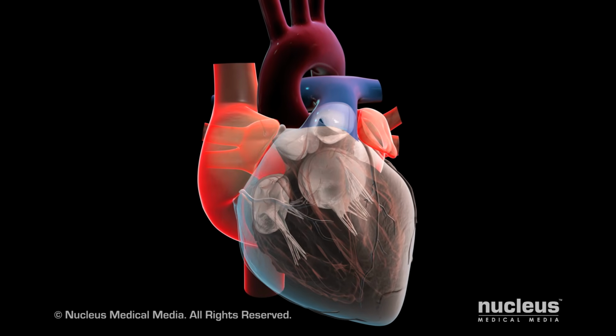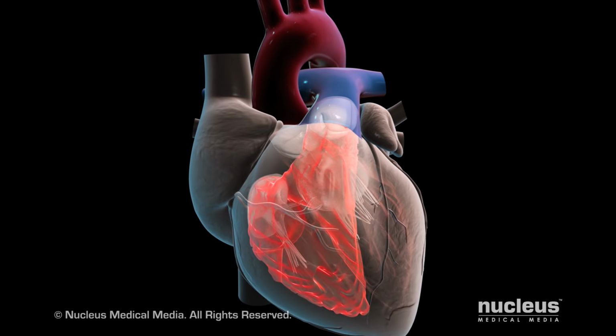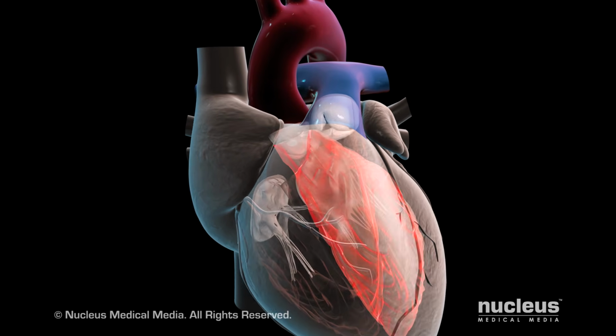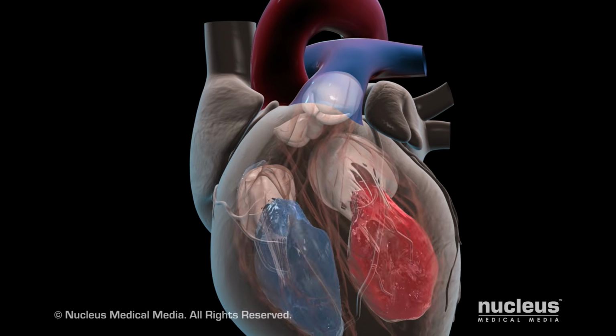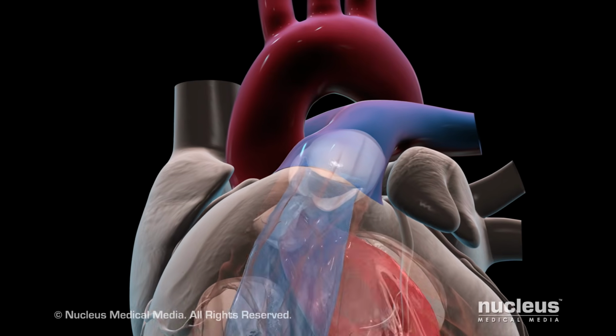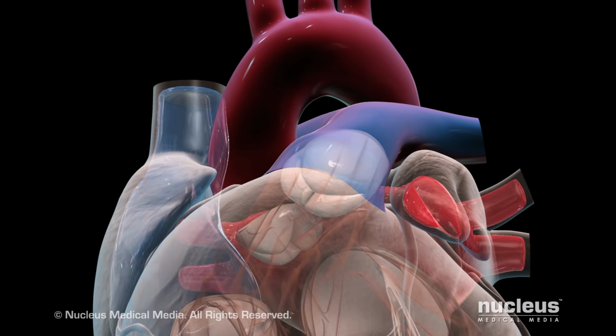The right and left atria connect to their respective ventricles. The right ventricle connects to the pulmonary artery, and the left ventricle to the aorta. Valves are located at these connections to ensure that blood moves in only one direction. The parts of a valve that open and close are flaps of tissue called cusps.